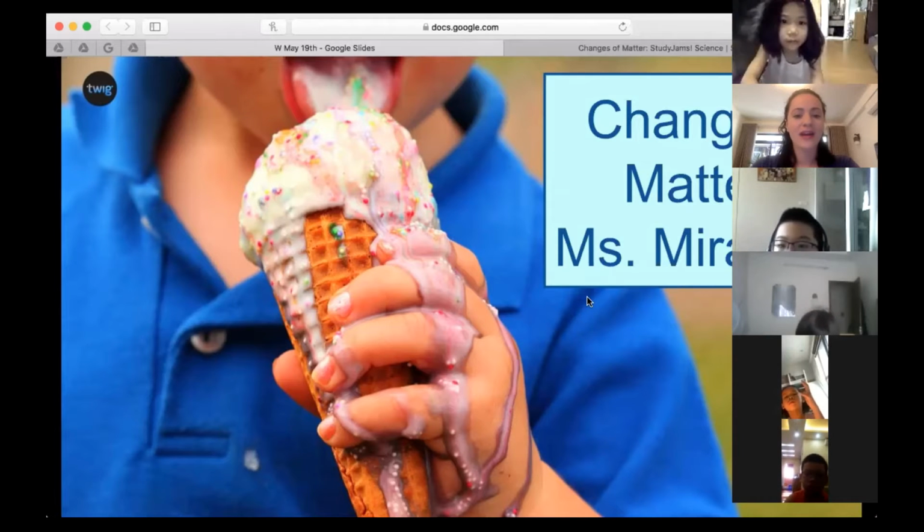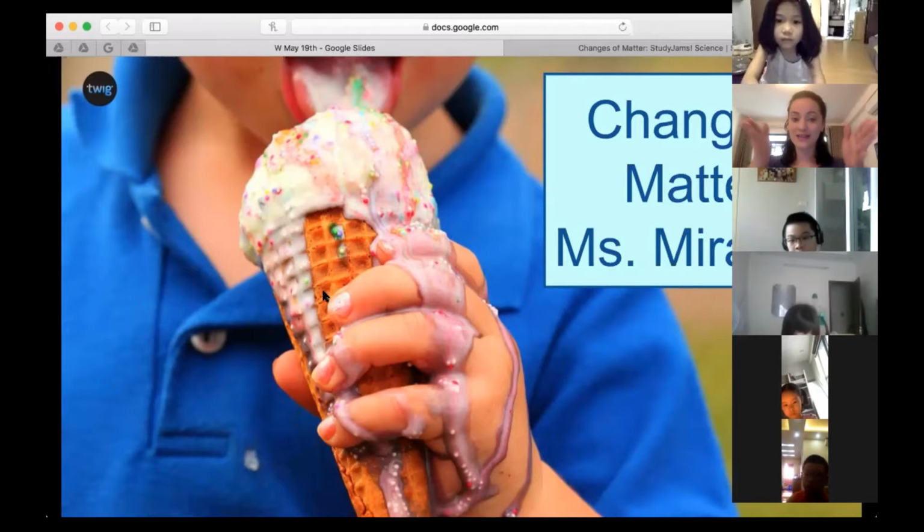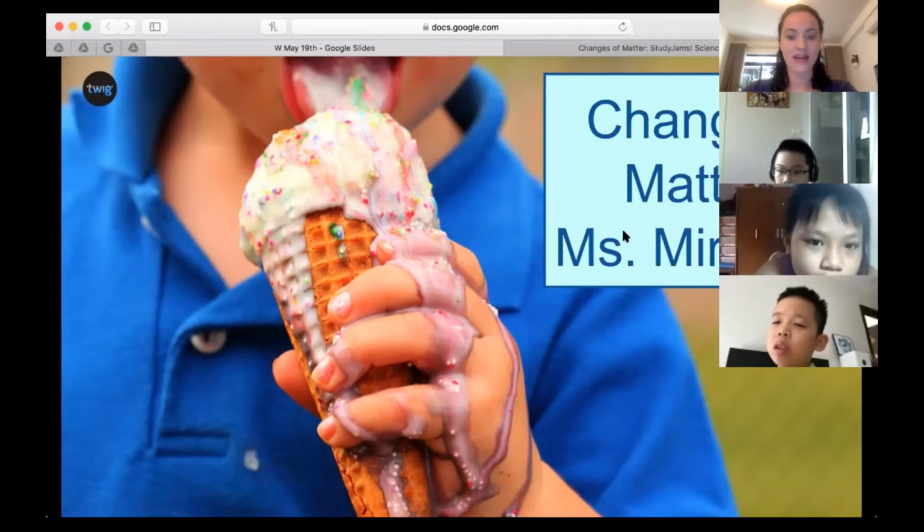What state of matter is the ice cream on his fingers? Because it's still ice cream, but what state of matter is the ice cream on his fingers? Rosie? Liquid. Full sentences, guys. Full sentence, Rosie. The ice cream on his fingers is liquid. Excellent, very good, nice work.